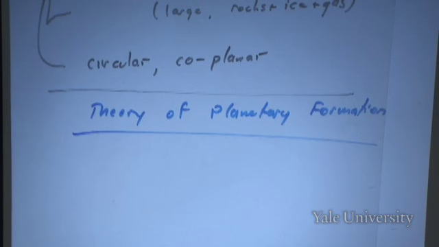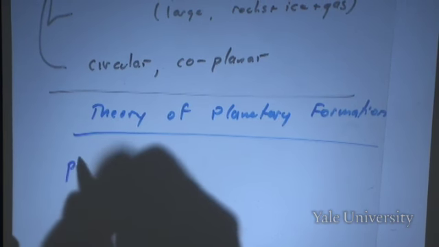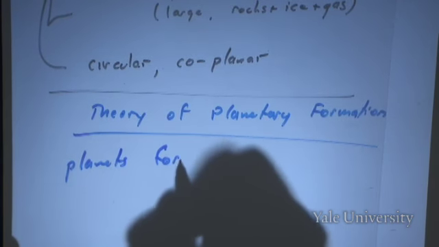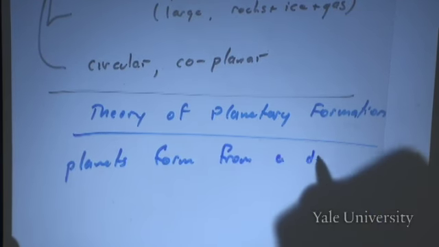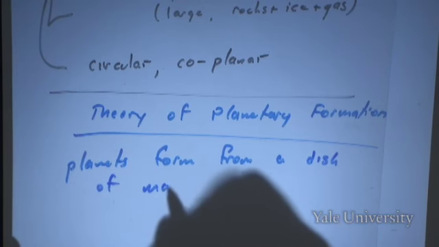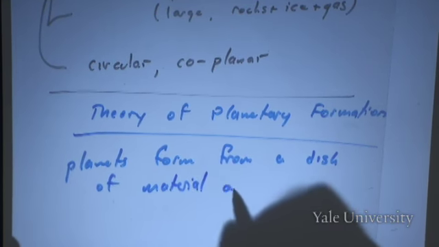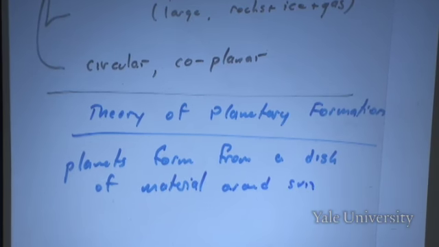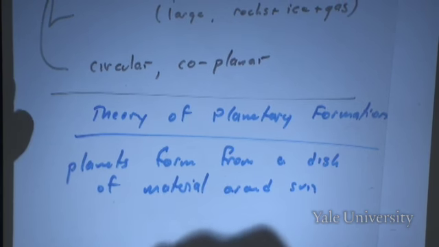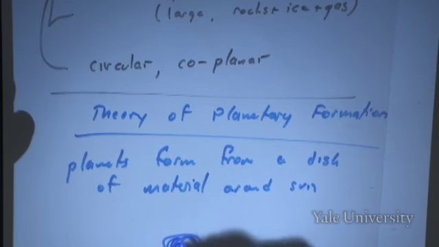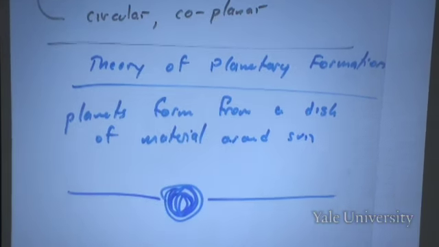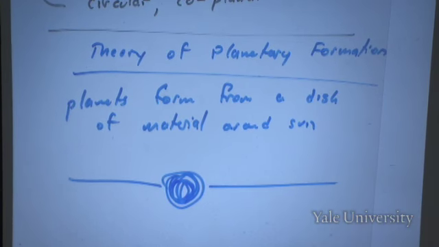Theory of planetary formation. The idea is that the planets form from a disk of material around the sun. So the sun and the planets are created out of a collapsing cloud. The cloud collapses. Some parts of the cloud are rotating. That prevents them from collapsing. And so you have a situation after a while where you have a star-like thing in the middle and then a kind of disk of stuff around it. So this is a side view. And in the top view, all these things are in orbit here.